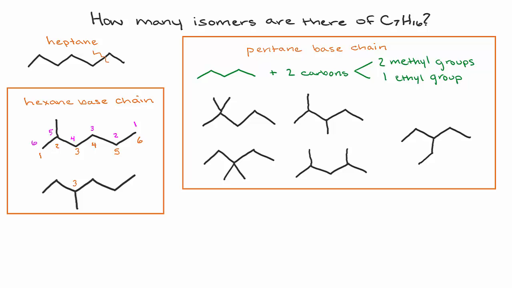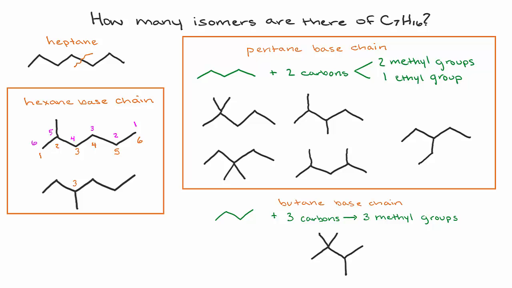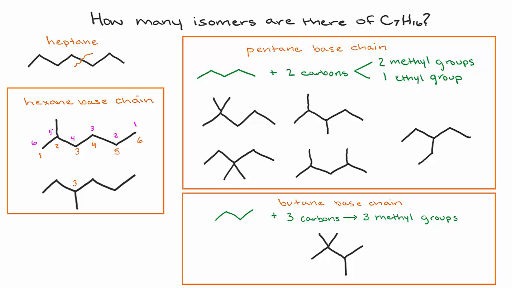We can then attempt a butane base chain with 3 methyl groups. We know from the isomers of hexane that we cannot add any group larger than a methyl without affecting the base chain length. We position the methyl groups in the only arrangement possible and discover that there are 9 isomers of heptane.